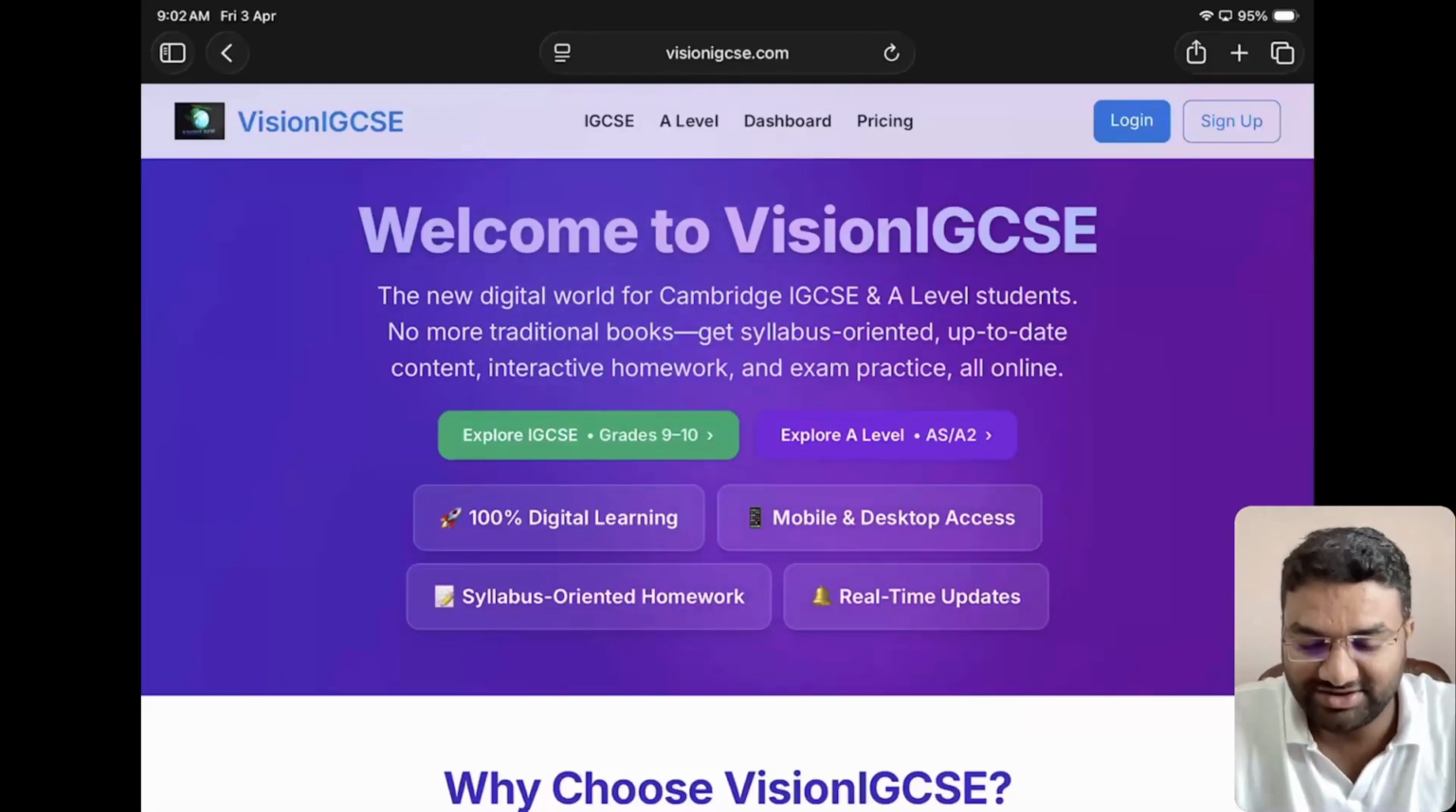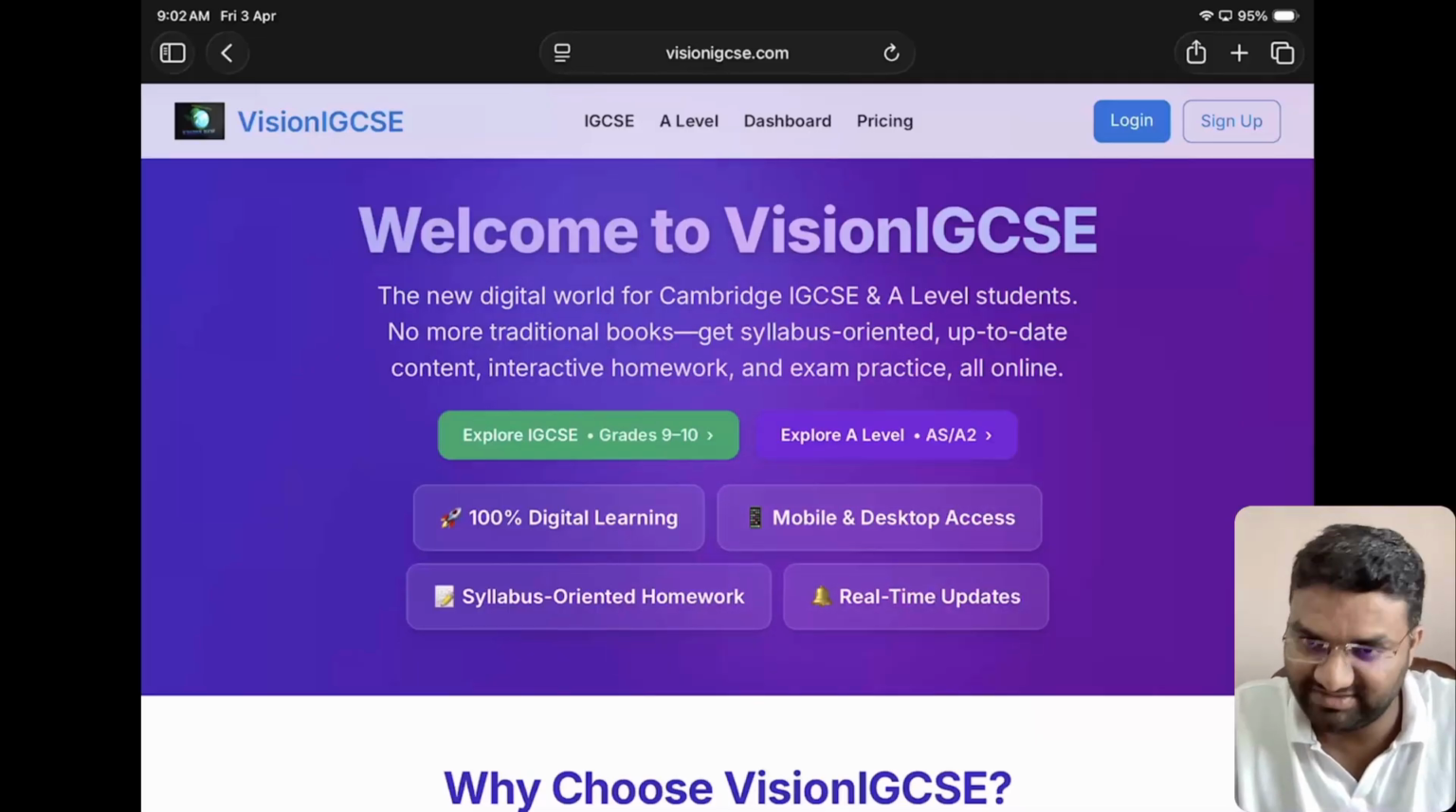So today, we have to discuss the differential equation question from the A-level paper. It's February, March 2025, meaning the previous year paper.